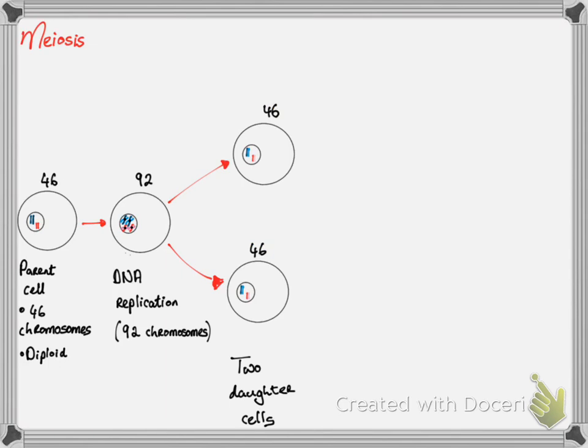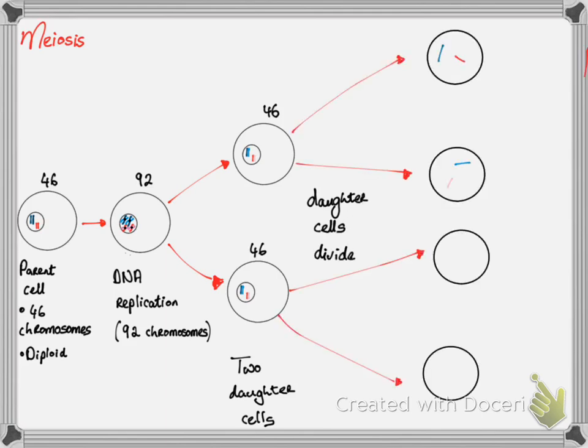Now, this is where it changes. For meiosis, the daughter cells divide again, to form the true daughter cells. Okay, so these 46 chromosomes divide again. That is not the end of the stage. And what you'll notice is that you'll get 4 new daughter cells, and the chromosomes aren't found in pairs.